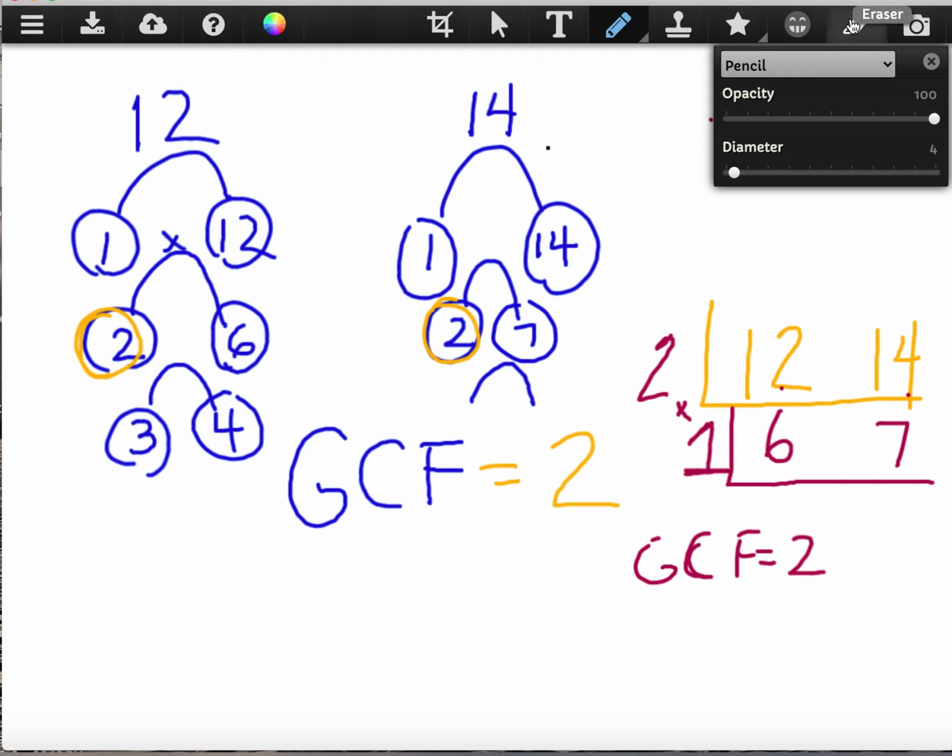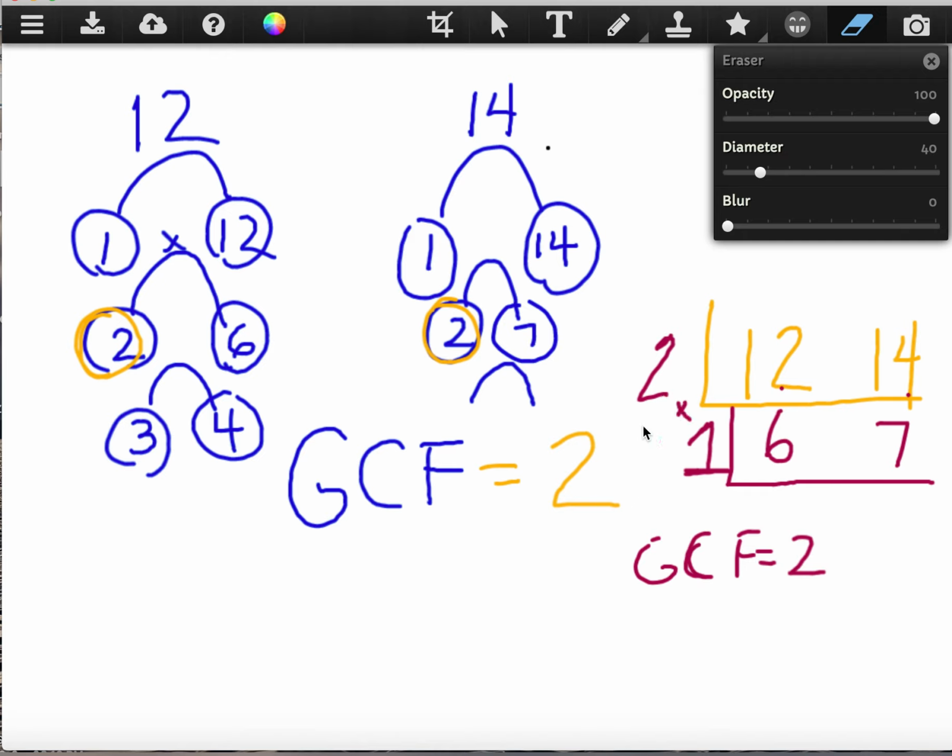So that's the GCF. If I want to find the least common multiple, that means multiples: 12 times 1 is 12. 12 is the multiple. 12 times 2 is 24. 24 is the multiple. 12 times 3 is 36. 36 is the multiple. Those are multiples.